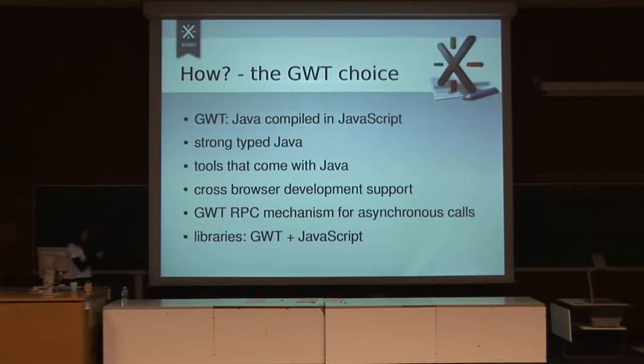There's also the GWT RPC mechanism for asynchronous calls, which is basically a remote procedure call mechanism through which you do AJAX calls. And there are also the libraries that come with GWT, either GWT-built libraries, or JavaScript libraries that can take a GWT wrapper.